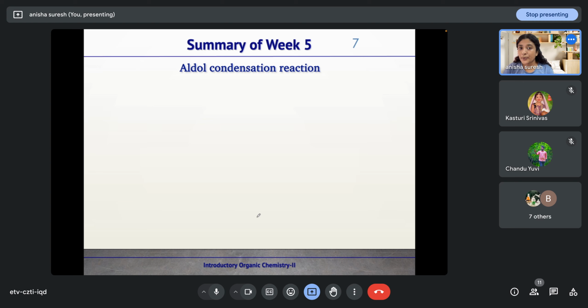Now coming to the last point that was discussed in week 5, that is the aldol condensation reaction. In the aldol condensation reaction, there will be a group that can undergo enolization and lead to the formation of an enolate ion, and once this falls back, it can go and attack the unenolized aldehyde and it will lead to the formation of this beta hydroxy aldehyde. This is alpha, this is beta. At the beta position, hydroxy will be there. So beta hydroxy aldehyde.